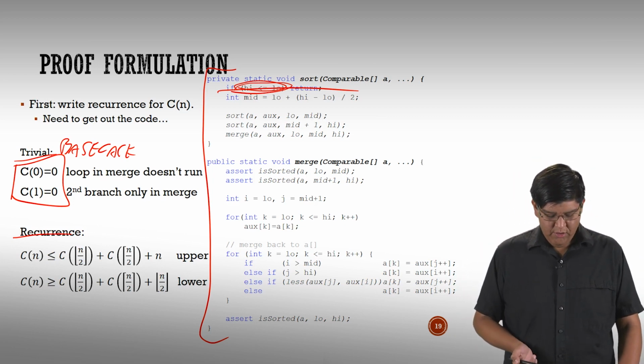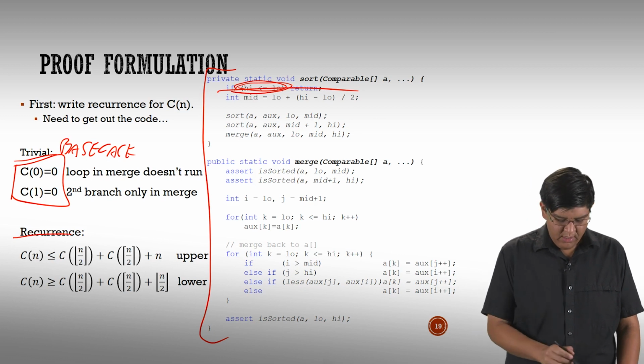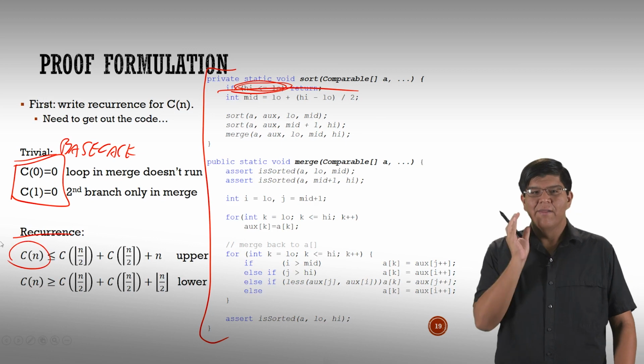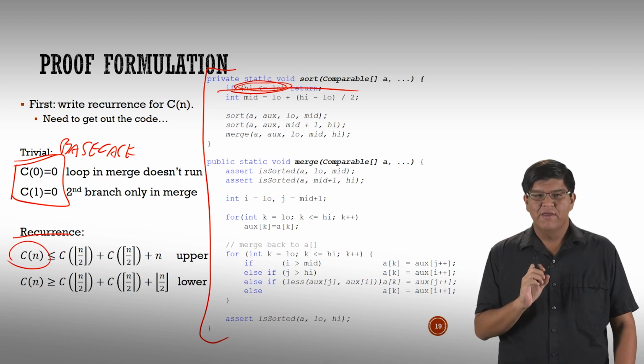All right, so what do I do here? We're reading these recurrences. C of n is the exact number of comparisons I need to sort this size of input.